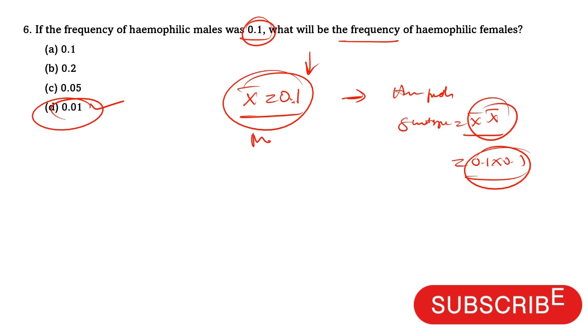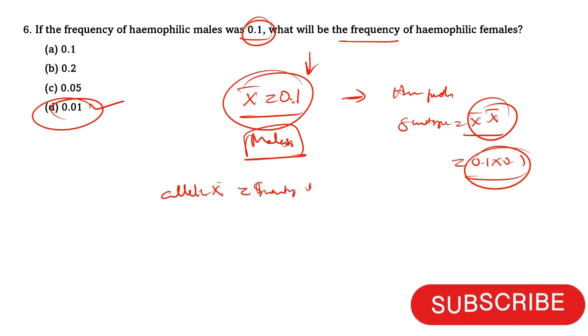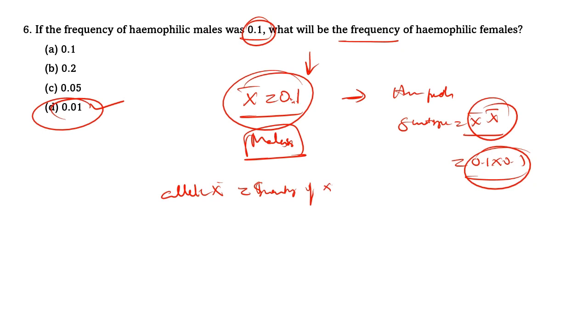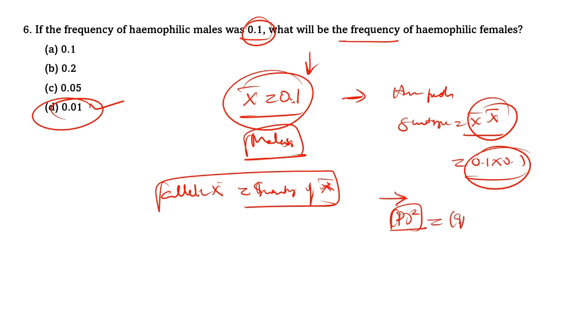If they are asking for males, the frequency of the X allele will be equal to the frequency of the genotype. This will be equal in the case of males, but when we talk of females, the frequency of the genotype will be the square of q, that is 0.1 into 0.1. So this is how you can remember this concept.